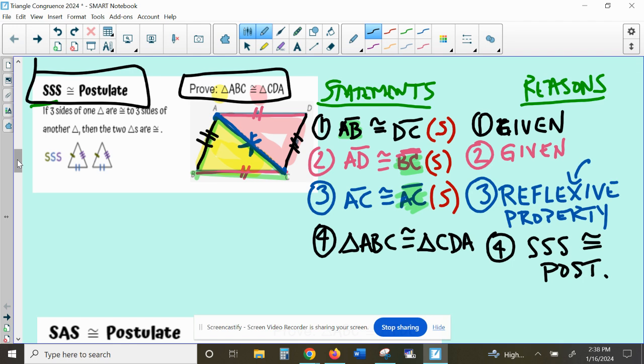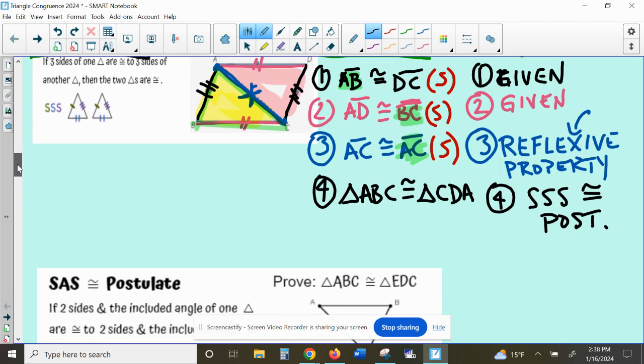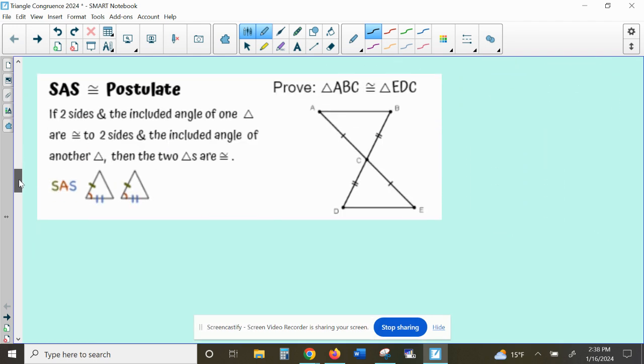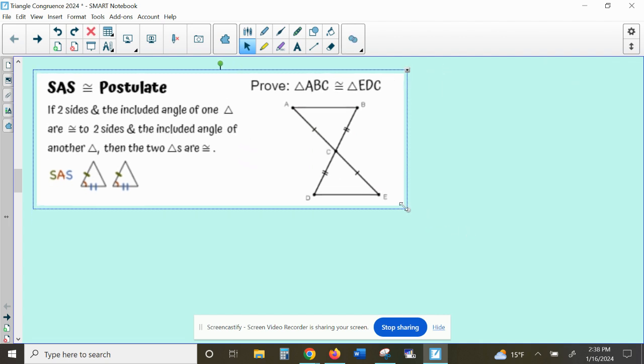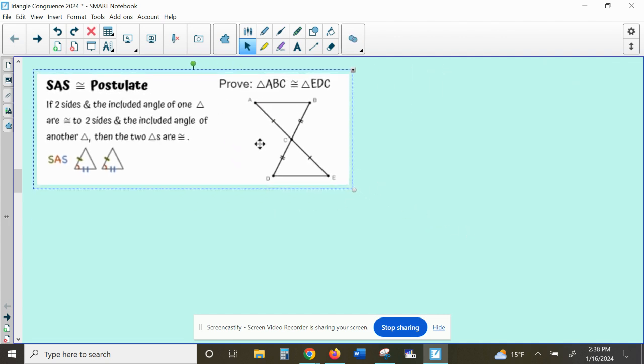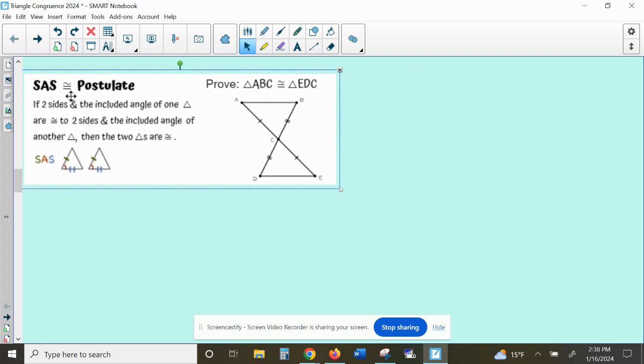Okay, make sure you have some color coding and good notes, whatever is going to help you remember. Let's go to the second postulate. Once again, I'm going to make this a little bit smaller so I have some room to write the proof next to it. Okay, here's my second one. The second one is SAS.